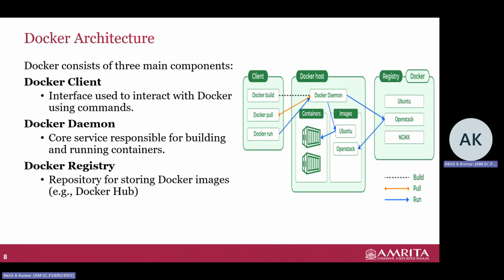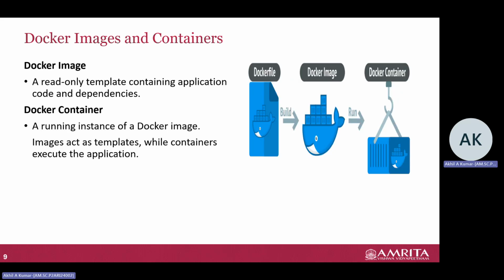And the third component of Docker is the Docker registry. This is a repository where Docker images are stored. A common example is Docker Hub, which allows users to store and share images. Together, all these components allow developers to build, store, and run containerized applications efficiently. Next, Docker images and containers.